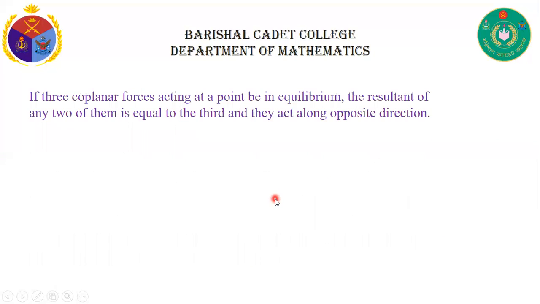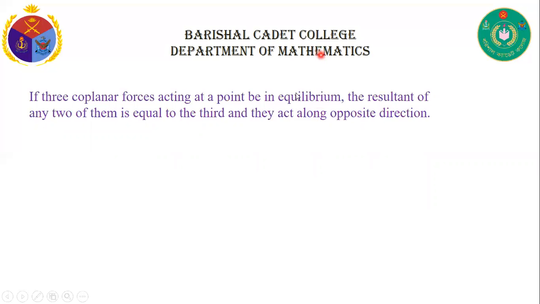Now, if three coplanar forces acting at a point are in equilibrium, the resultant of any two of them is equal to the third, and they act in the opposite direction. So the resultant of two forces is equal to the third and opposite to the direction of the third.